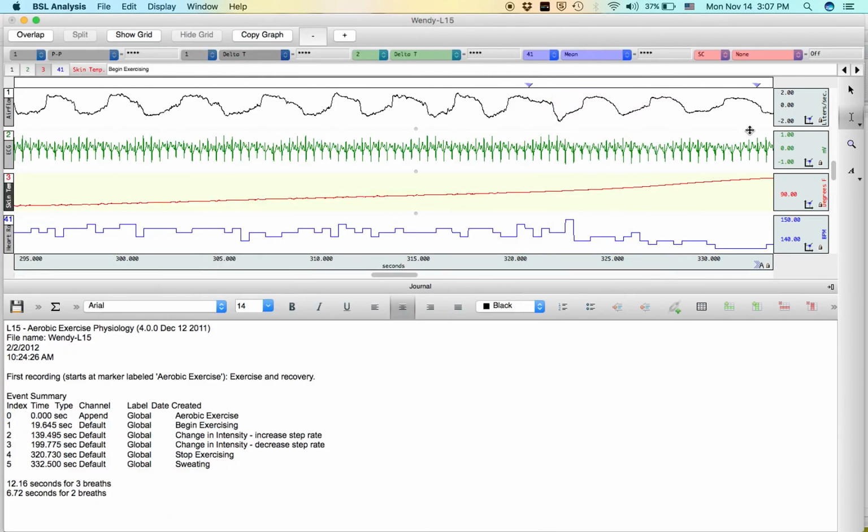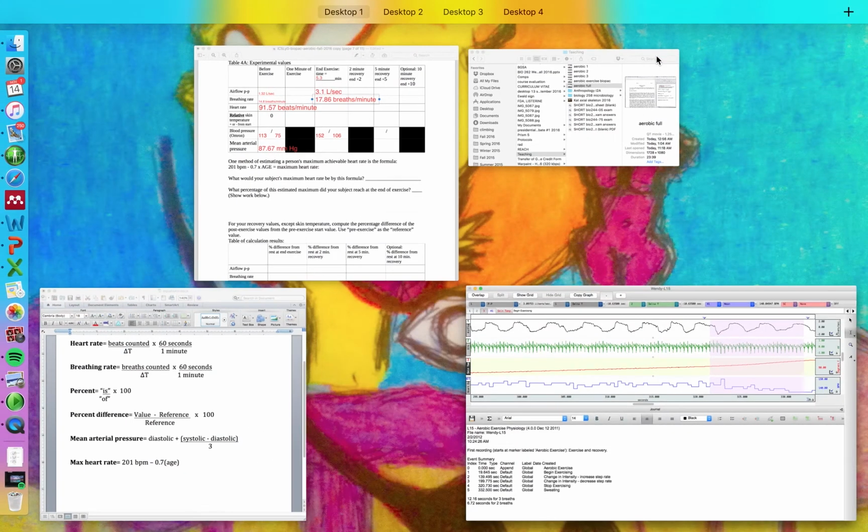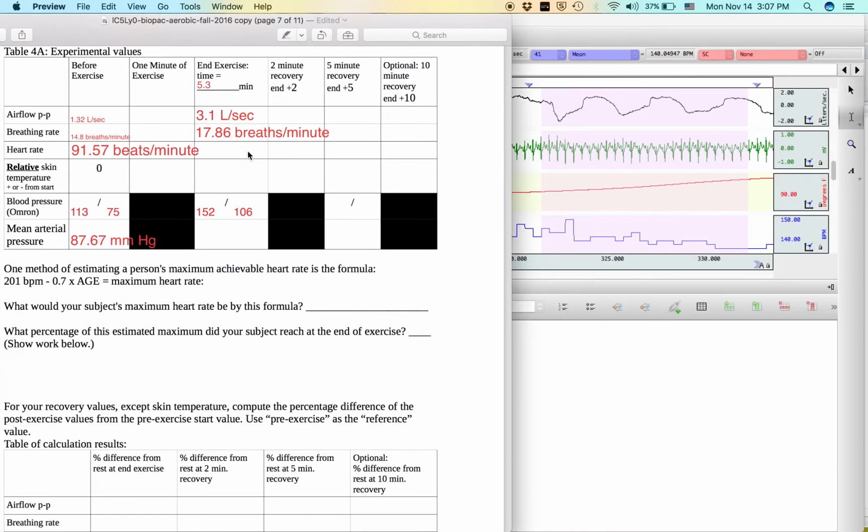Okay, heart rate. So again, I'll go in here, and I will go to my channel 41, my mean, 140.05 beats per minute. Let's see, how do I open that? Okay, that works. 140.05 beats per minute. And this is going over here.